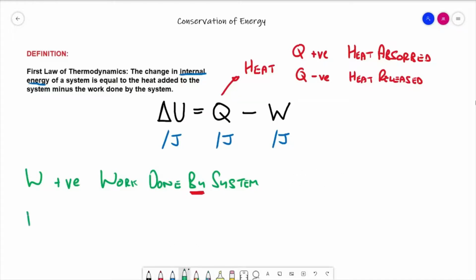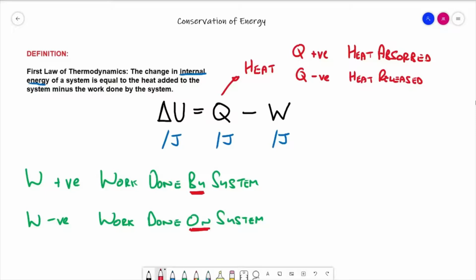Obviously on the other side of that coin, if W is negative, then work is being done on the system. Okay, so that's why we have the negative sign in there. It simply comes from using the correct sign for W, where the work is being done by the system or work is being done on the system.